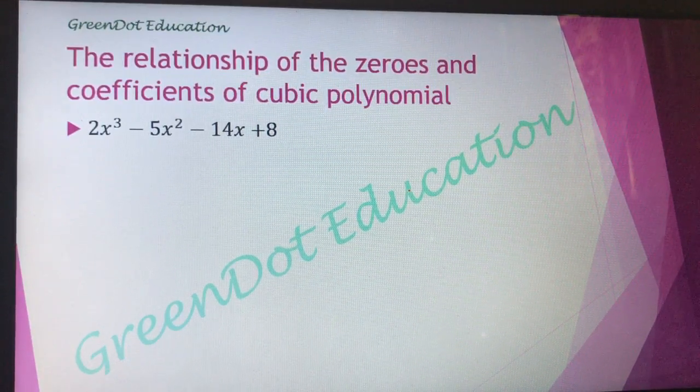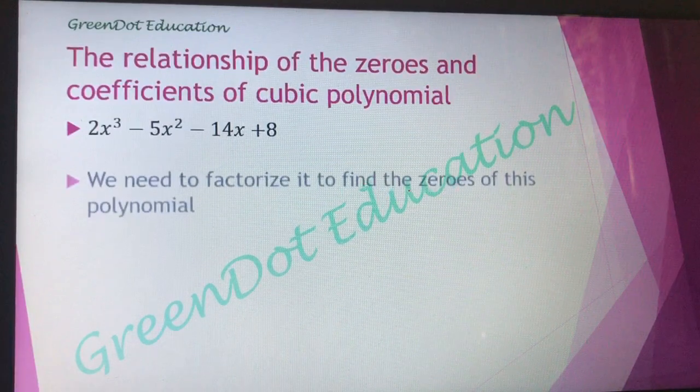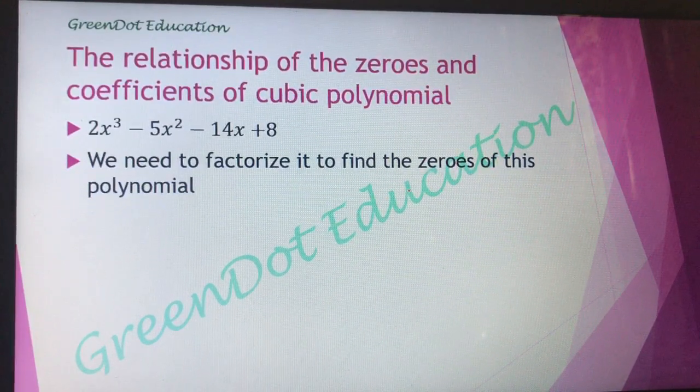We know how we find out the zeros. To find out the zeros of this polynomial, we have to factorize this term, and for factorizing we have to split these terms. We have studied in standard 9 how we factorize the cubic polynomial. So let's begin. Here first of all we will factorize and find out the zeros of this polynomial.